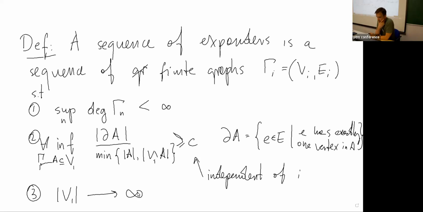So the idea is that we have a sequence of graphs in which every set of vertices has a large boundary. So we don't have sets of small boundaries. For example, if you would take a sequence of cycles, then if you take half of the cycle, you have a very large set, and the boundary is always two edges, right? So for instance, a sequence of cycles is not a sequence of expanders.